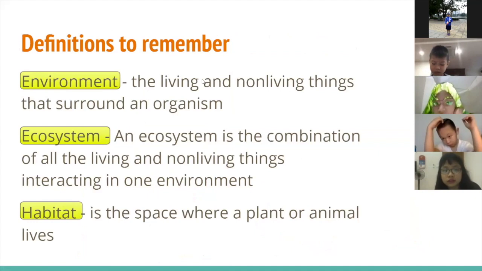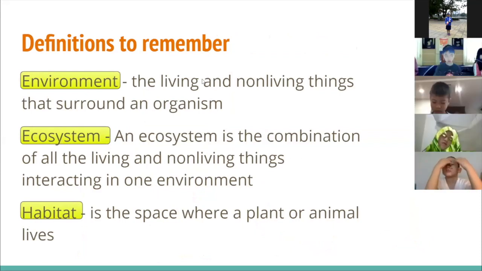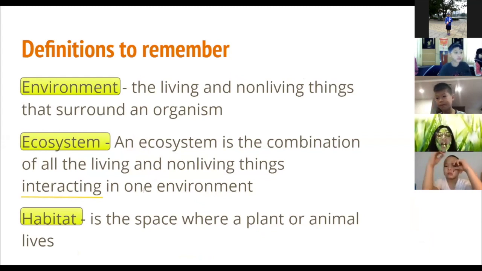And these are your definitions to remember. Environment: the living and non-living things that surround an organism. An ecosystem is the combination of all living and non-living things interacting in one environment. Remember the interacting part with ecosystem. And habitat is the space where a plant or animal lives.